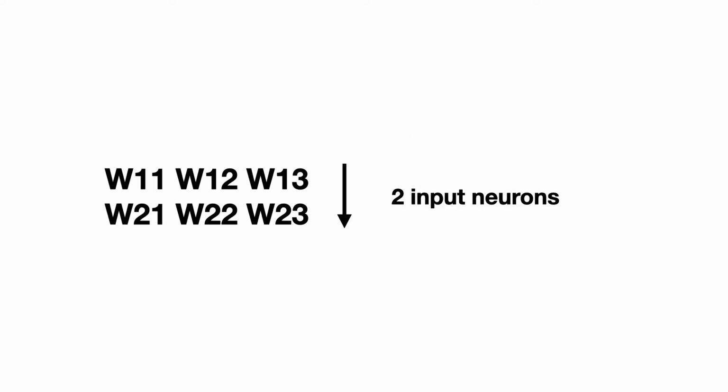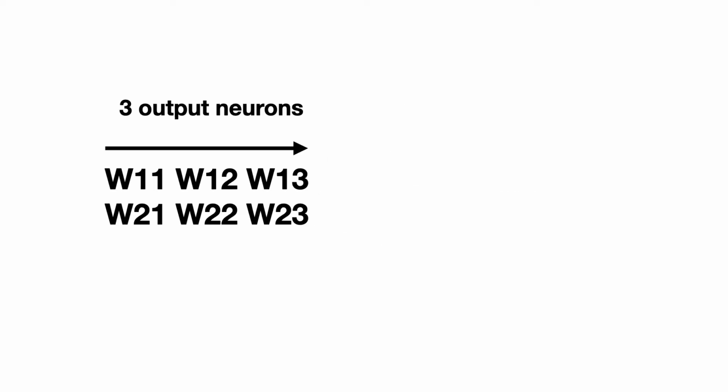Let's focus on the weights. With 2 inputs and 3 outputs, these weights can be represented in a matrix like this. 2 rows for 2 input neurons and 3 columns for 3 output neurons. Here you see the matrix and the neural network weights diagram.